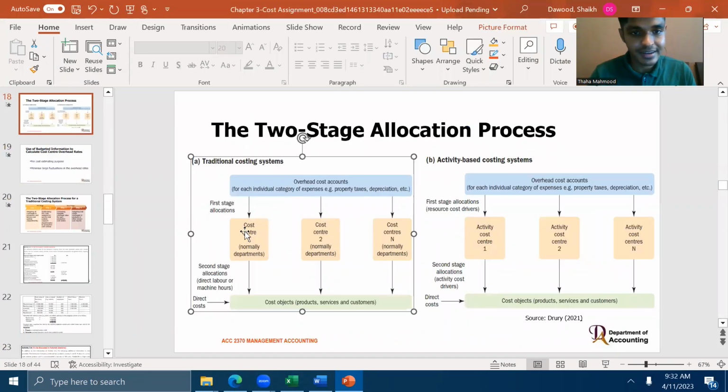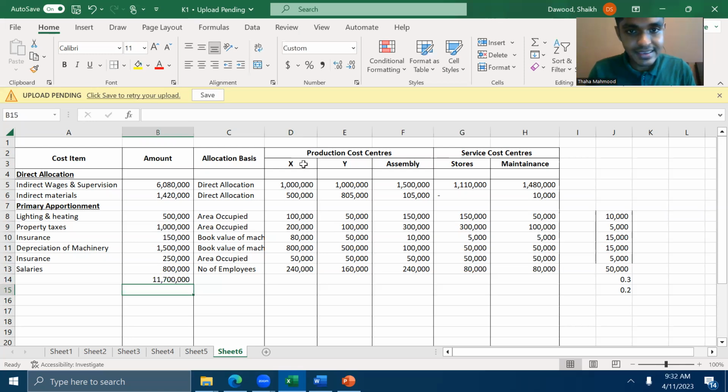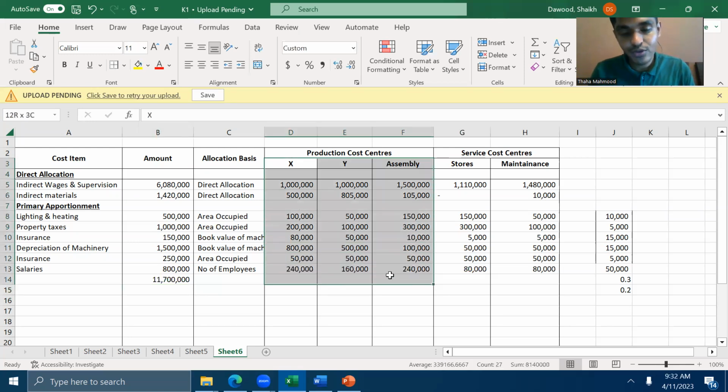We have completed around 50% of this. Now what we have to do is these production cost centers, we know that they directly support the production of the product.